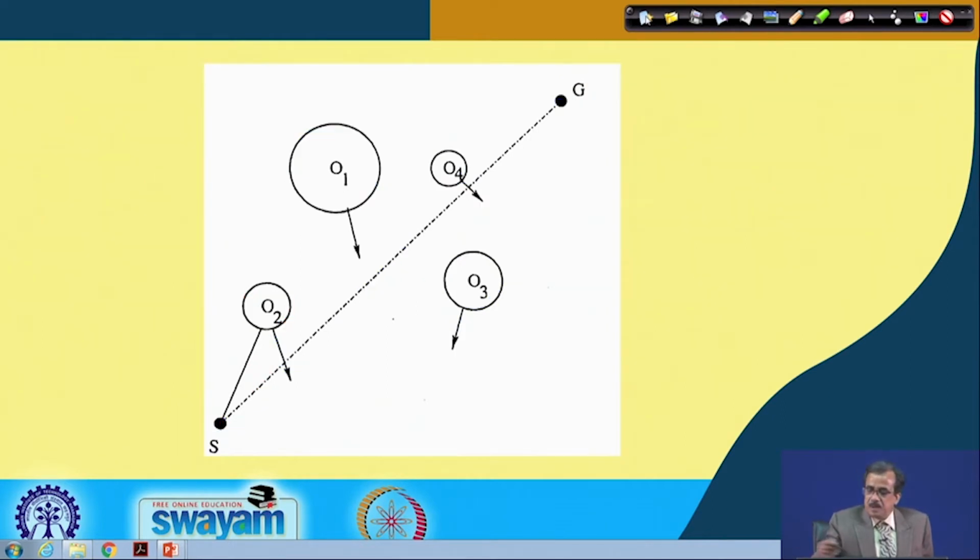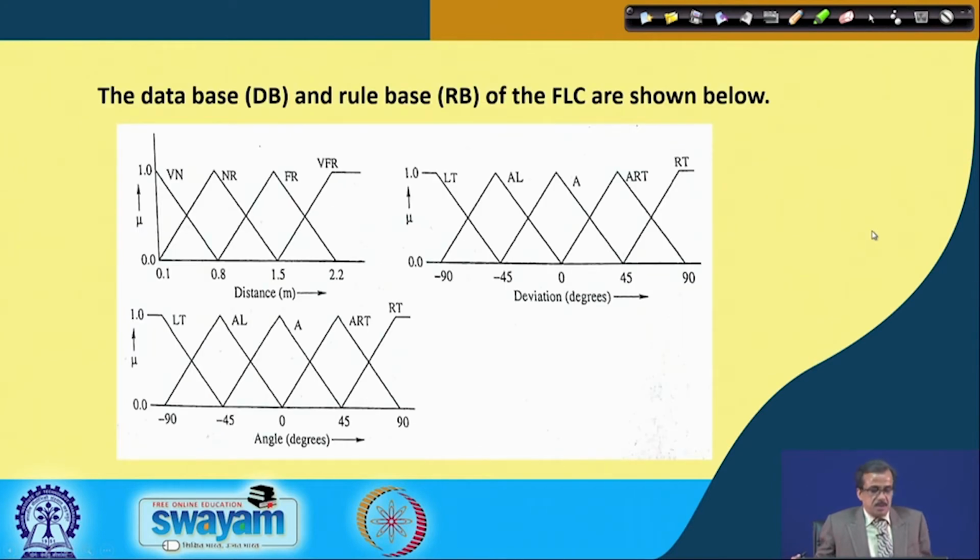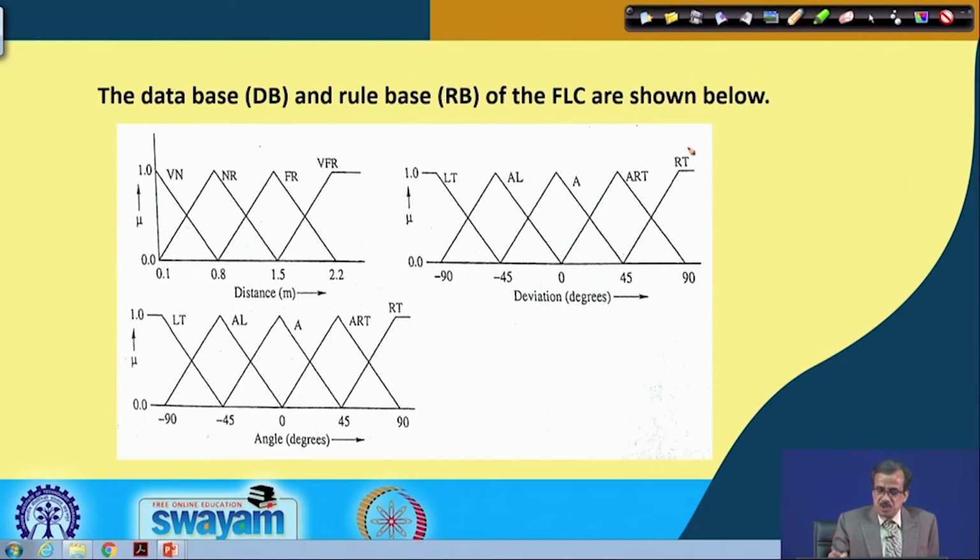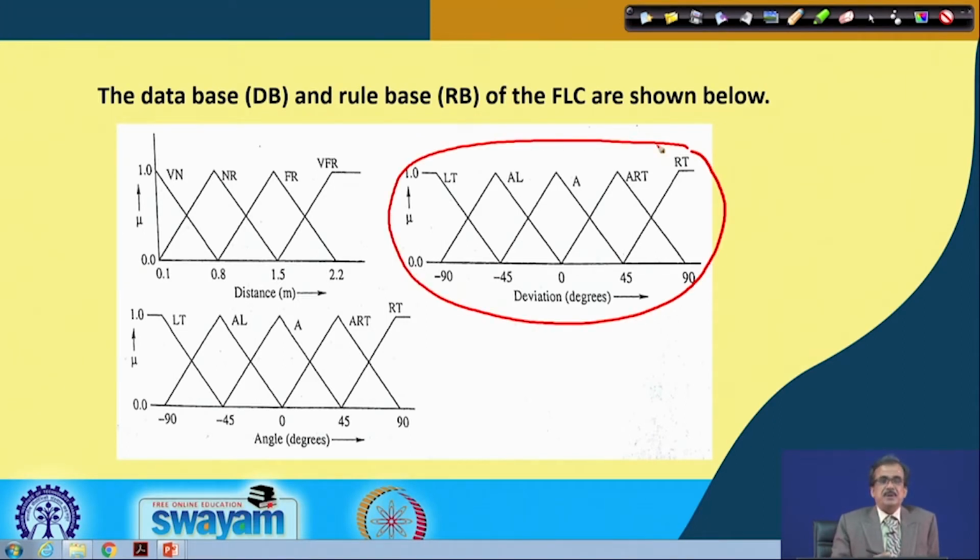Now, here is the membership function distribution for the distance and the input angle. So, we have considered something like this, and this is nothing but the membership function distribution for the output, that is your deviation.